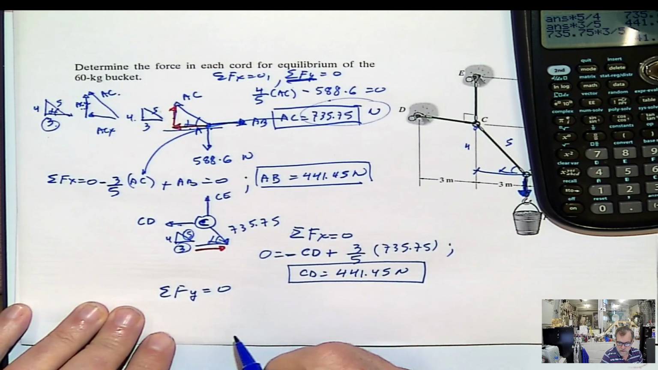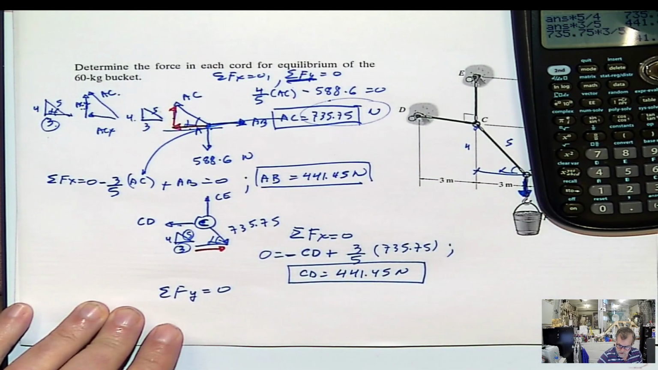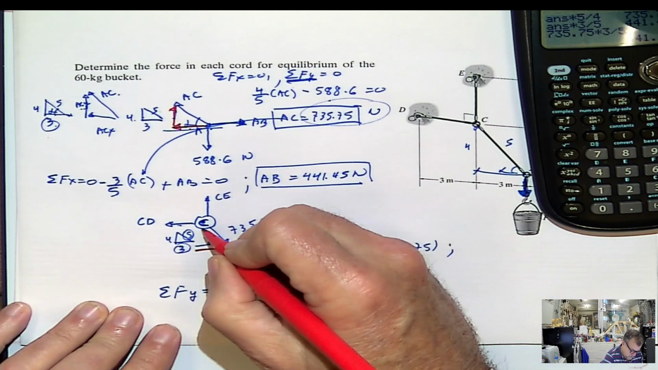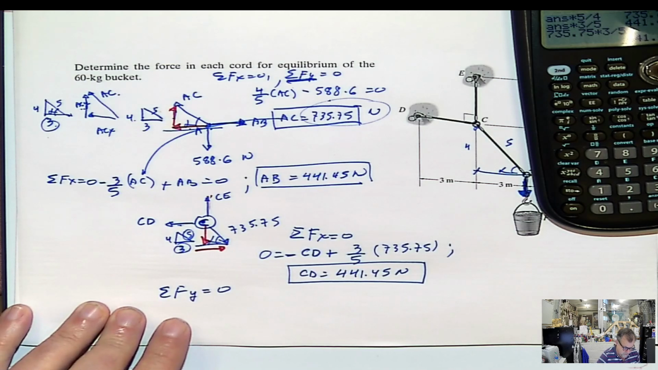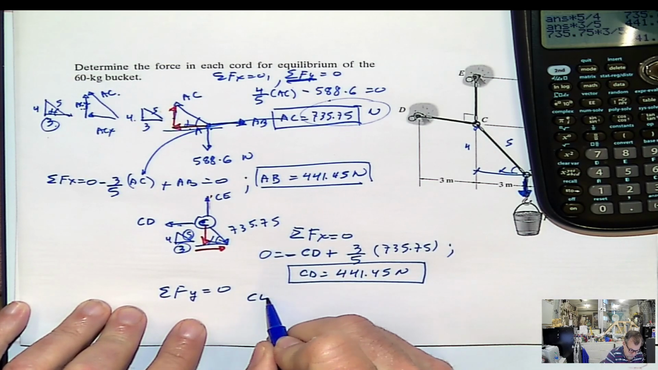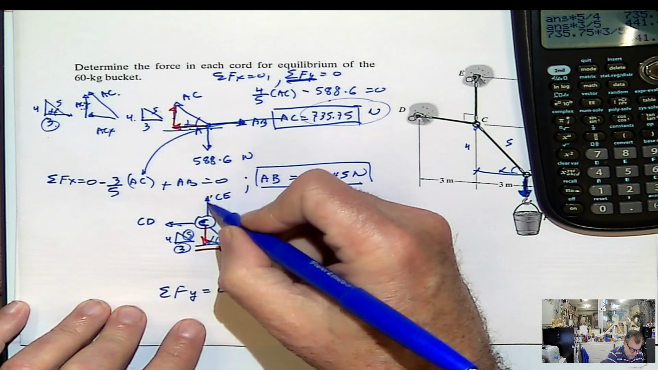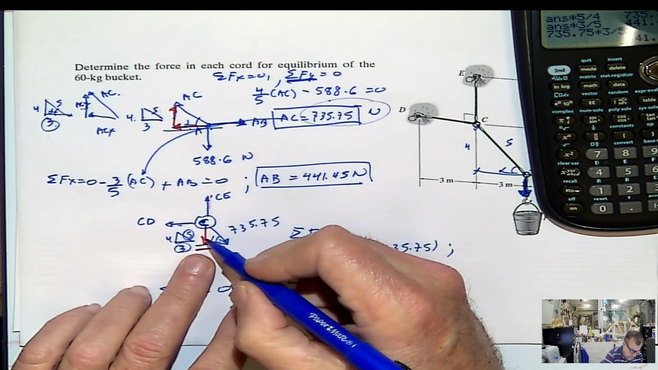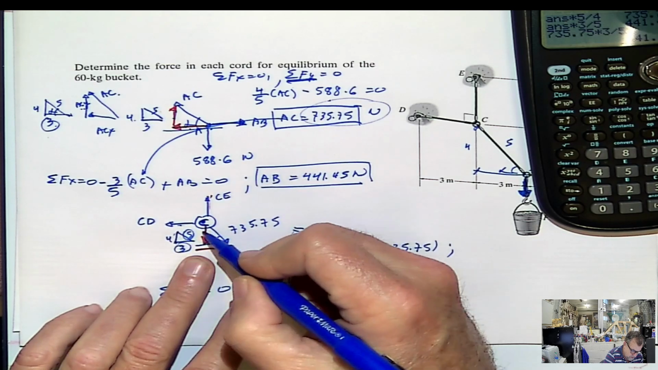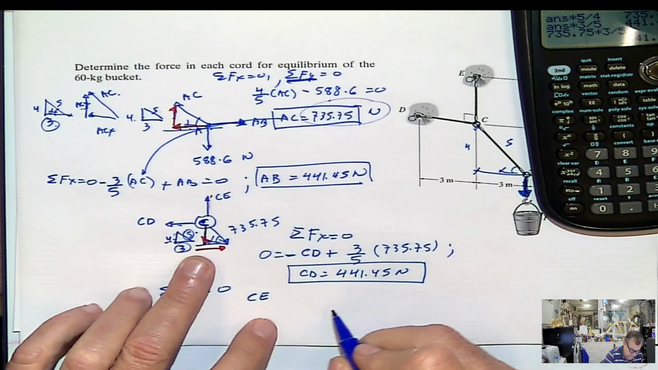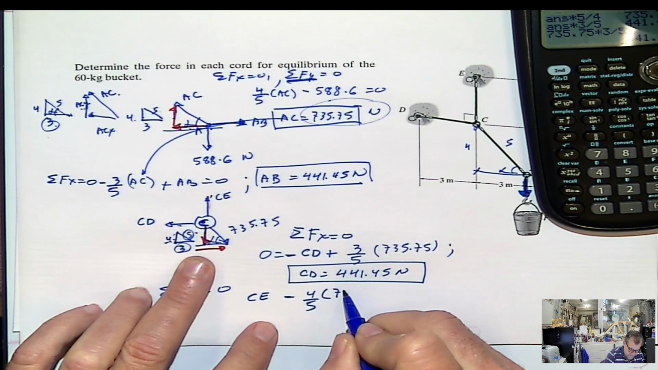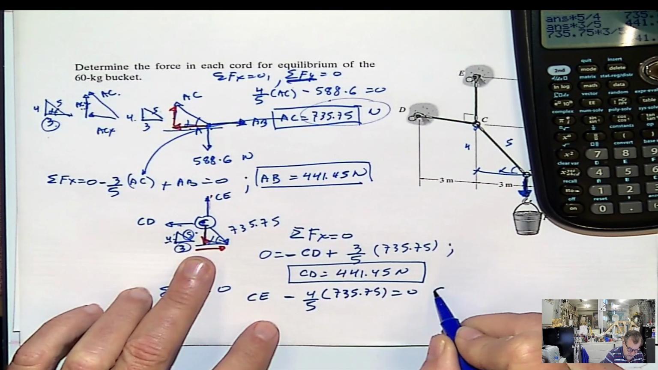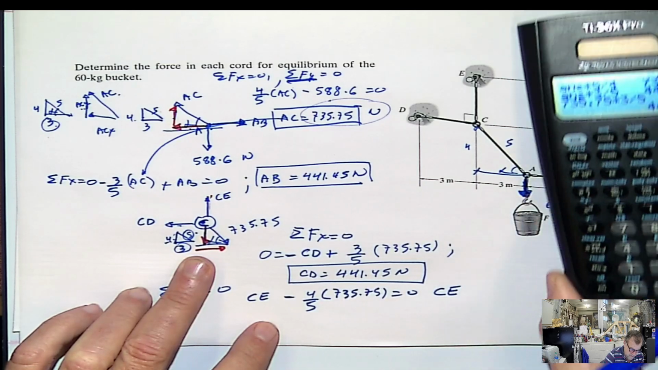And we can do now summation of forces in Y equals 0. That will be CE minus this component. So let's start with CE, positive, because it is pointing up, minus this one. Remember, parallel sides, so 4 over 5 times CD equals 0. And then you can solve for CE.